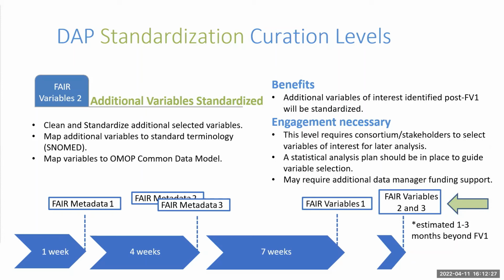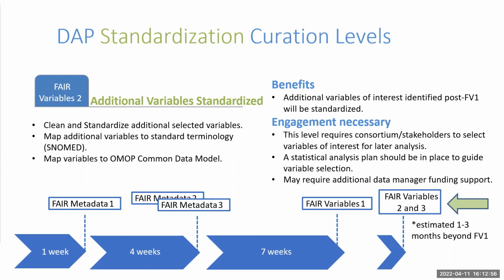But then in FAIR variables 2, there might be additional data that's needed for a particular study that gets curated here. And again, like with FAIR variables 1, we do need input from the users about what they're going to do with this. And we think it's really important that there should be a statistical analysis plan beforehand to help guide the variables, rather than just saying, well, give me everything. We could be like, well, why should we spend our time curating everything if you don't know what you're going to actually analyze with it, right?